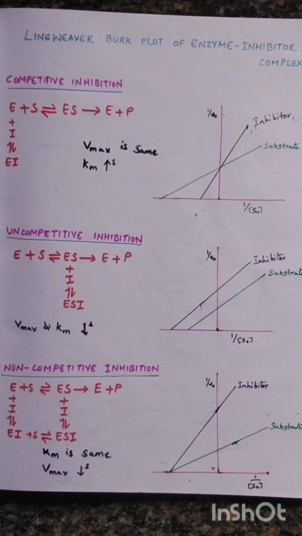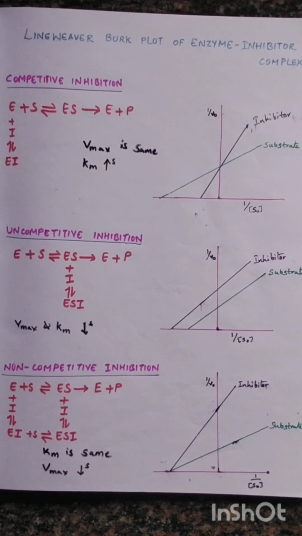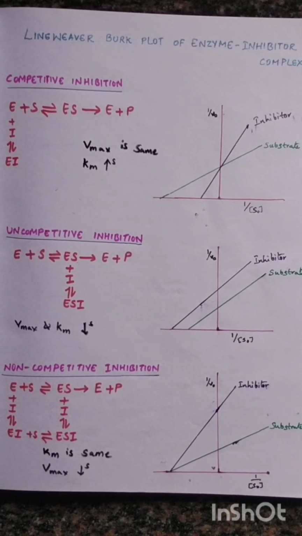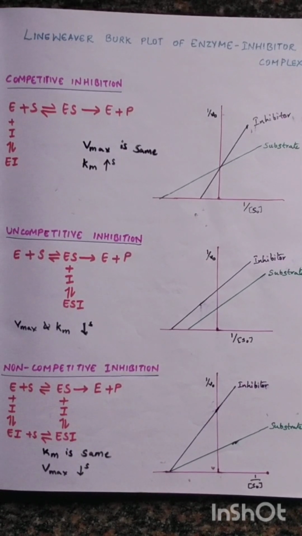In this lecture, we will learn the Lineweaver-Burk plot of enzyme inhibitor complexes. The Lineweaver-Burk plot, or double reciprocal plot, is a linear graphical representation of enzyme kinetics used to calculate the maximum reaction velocity, Vmax, and the Michaelis-Menten constant, Km. This plot transforms the non-linear Michaelis-Menten curve into a straight line by taking reciprocals of substrate concentration and velocity.